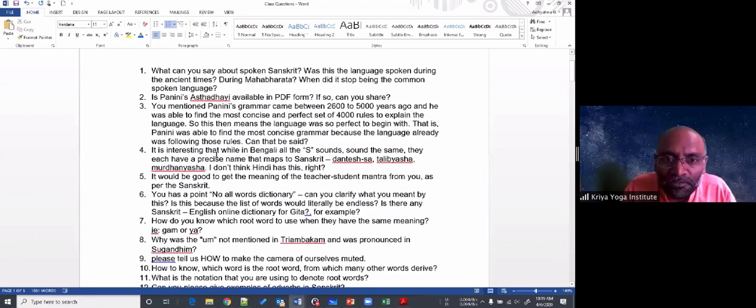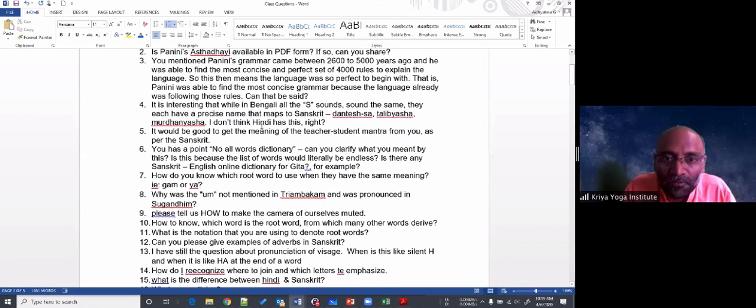It's interesting that while in Bengali all the S sounds sound the same, they each have precise names that map to Sanskrit: Dantya, Talavya, Murdhanya. I don't think Hindi has the same alphabet. Actually, as I explained earlier, most of the Indian languages share the same alphabet coming from Sanskrit, because they are derived from Sanskrit.